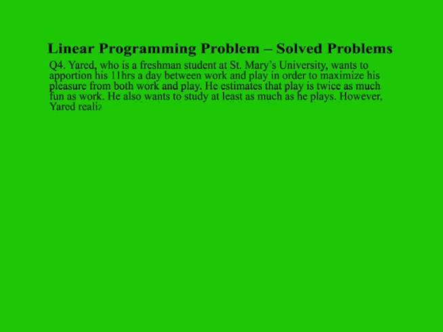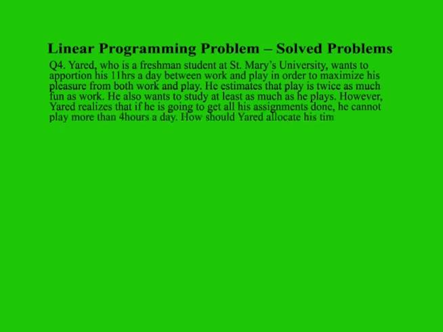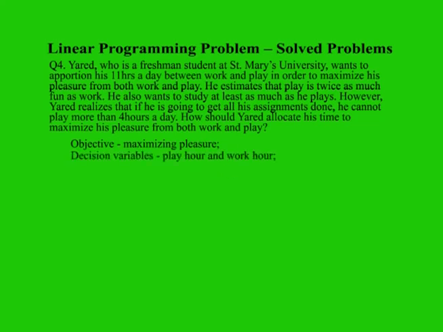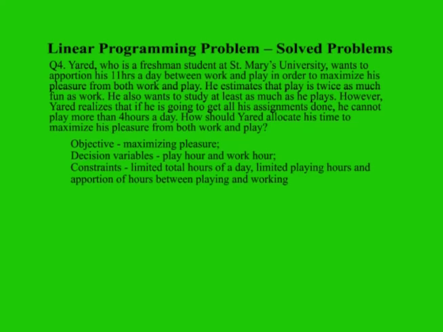However, Yared realizes that if he is going to get all his assignments done, he can't play more than 4 hours a day. How should Yared allocate his time to maximize his pleasure for both work and play? From this question, we can clearly discern that the objective is maximizing pleasure. The decision variables are play hours and work hours, and constraints are limited total hours of a day, limited working hour, and a proportion of hours between playing and working.